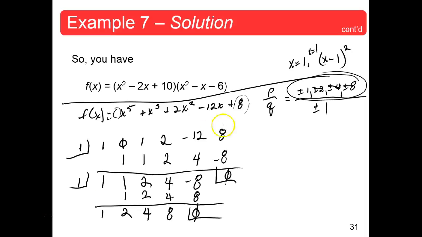So the next one I would try would be my minus 1. So let's divide by minus 1 and see if that might work. Now, I'm out of room, so I'm going to do it over here. Minus 1 into 1, 2, 4, 8. Skip a line, draw a line, and do what? Bring down the 1.